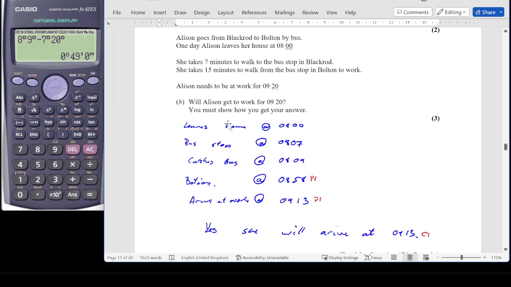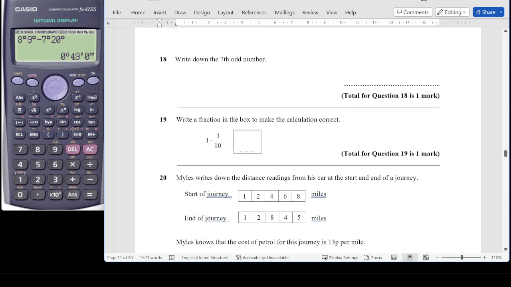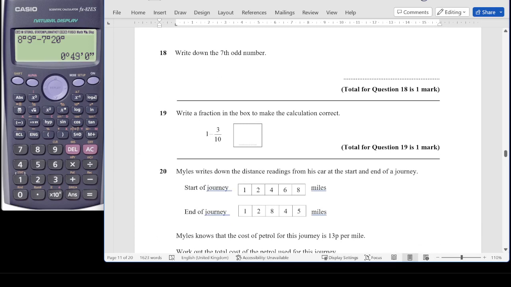Okay, and question 18 then. Write down the 7th odd number. In effect, you can do 7 times 2 minus 1. Or you could say the first odd number is 1, the second odd number is 3, the third odd number is 5, and you could carry on all the way up to the 7th one, but either way we get 13.